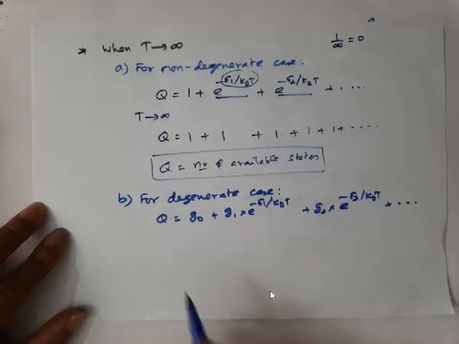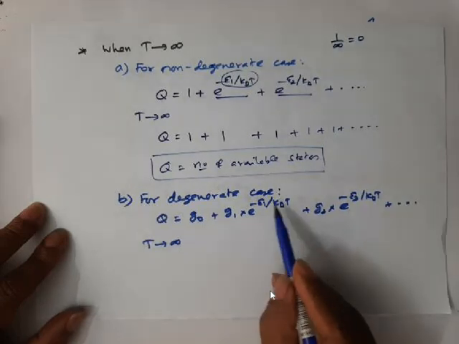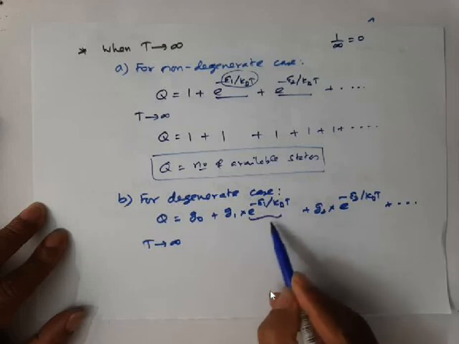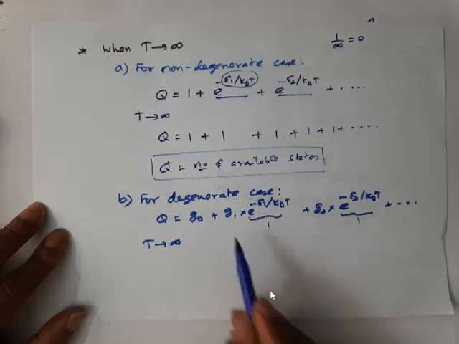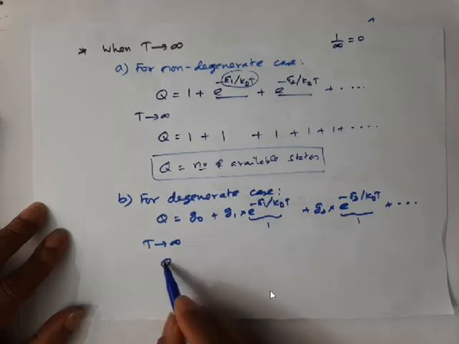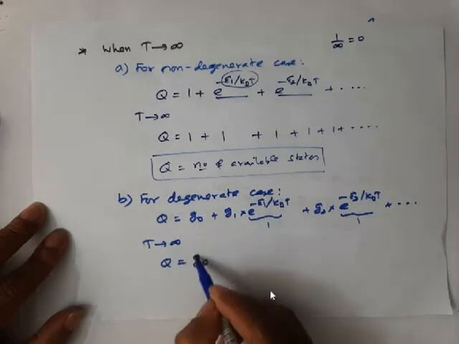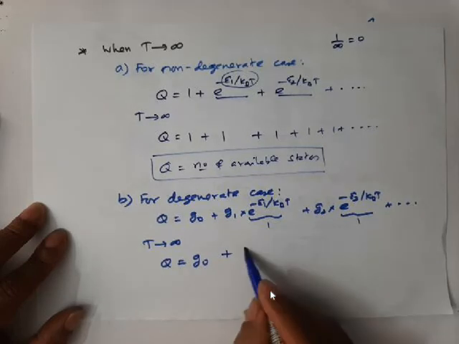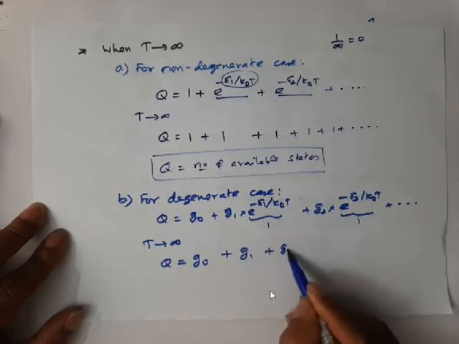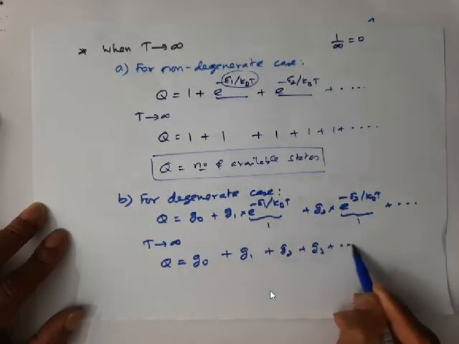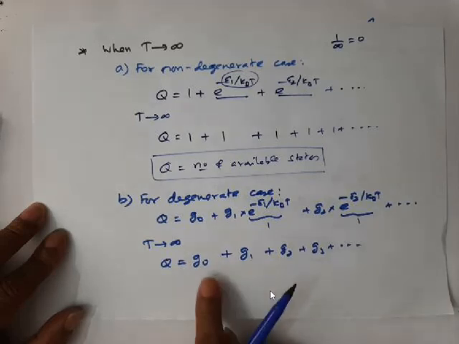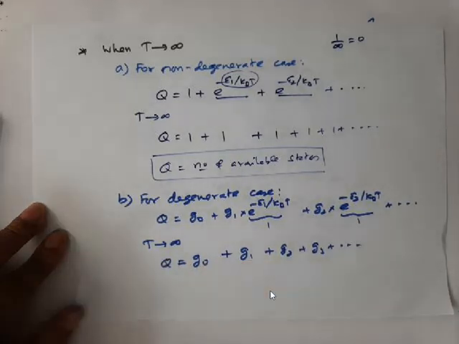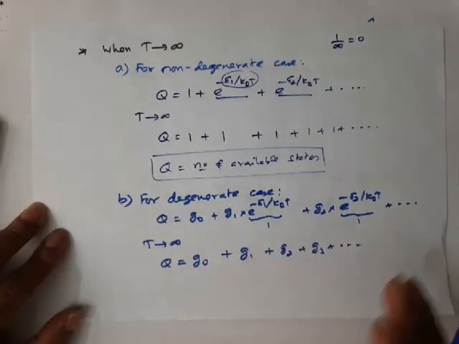Now, when temperature approaches infinity, if I put infinity here, something divided by infinity is 0, so I get e power 0, and e power 0 becomes 1. So this becomes 1, similarly this becomes 1. 1 into g1 is g1. So Q is equal to g0 plus g1 into 1, which is g1, plus g2 into 1, which is g2, plus g3 plus etc. So you should add the degeneracy of each energy level, up to the available energy levels.